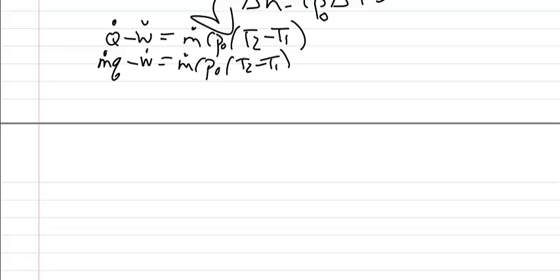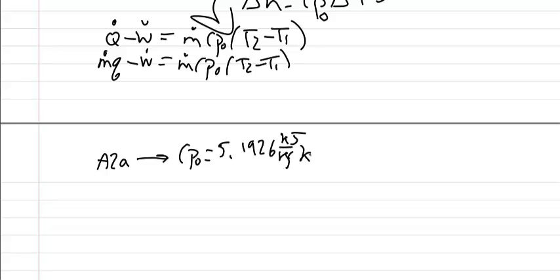First, let's get the data we need. So we go into table A2, part A, and we find that the specific heat at constant pressure for helium is going to be 5.1926 kilojoules per kilogram per degree Kelvin. And that's all that we need. Everything else is known. So let's just finish the problem. So the mass flow rate is given. We know that's 1 kilogram per second. Heat transfer per unit mass is minus 15 kilojoules per kilogram.